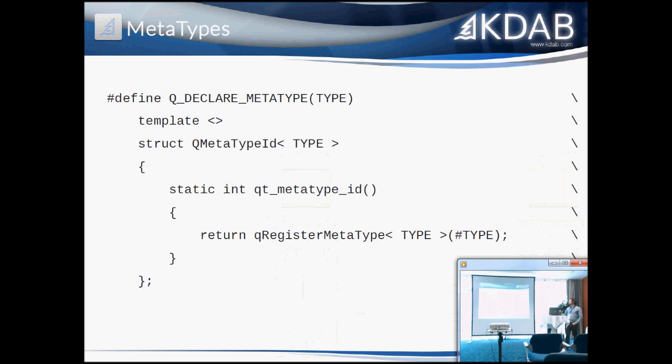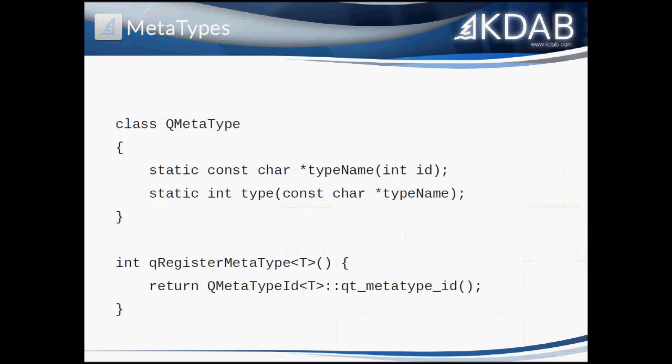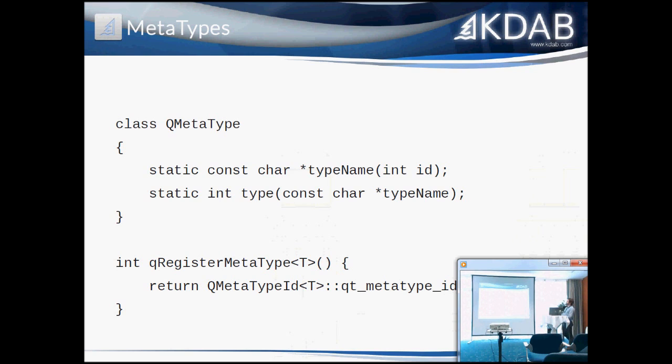So qRegisterMetaType populates my type database. And once it's populated, I'm able to use it. And the API for using that is the QMetaType class. So what we just saw is the QMetaTypeId struct. That's an internal implementation detail. Now we're looking at public API. Given any ID, I can get the type name of it. Given any type name, I can get the metatype ID of it. There's also API to default construct a type given a metatype ID.